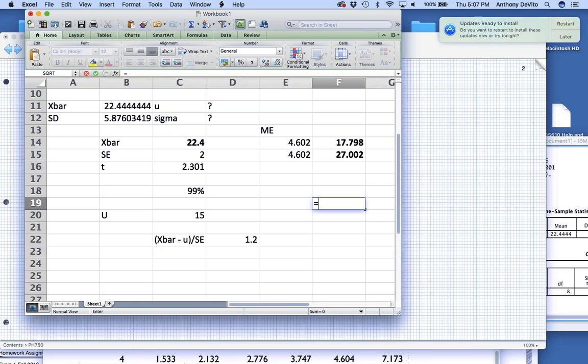X bar is ours, 22.4, minus 15, divided by the number of standard errors, which is, where's the standard error? I called it 2, I rounded it off. So let's see what my t-score is now. The t-score is 3.7 now. What do you think about that 3.7?